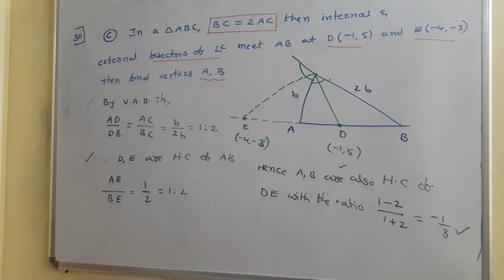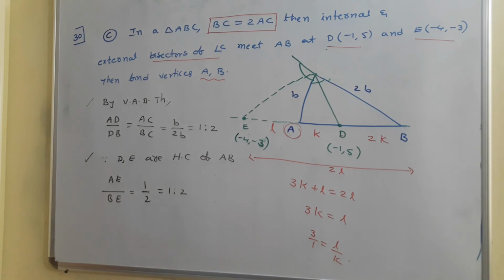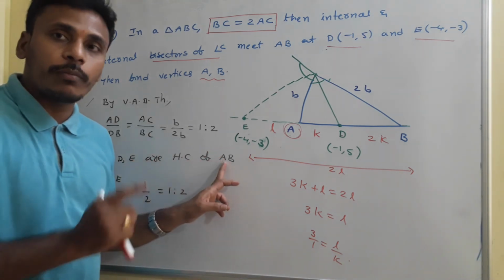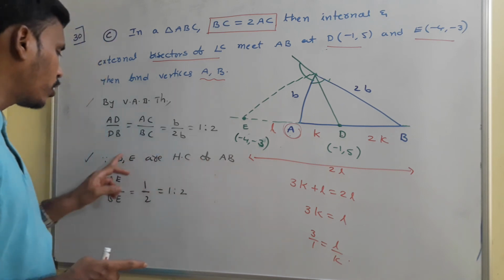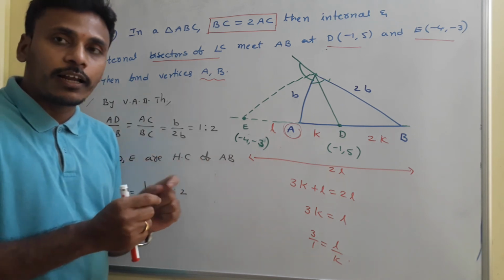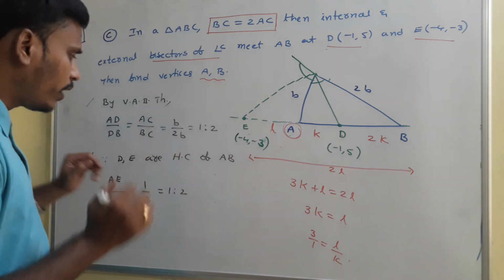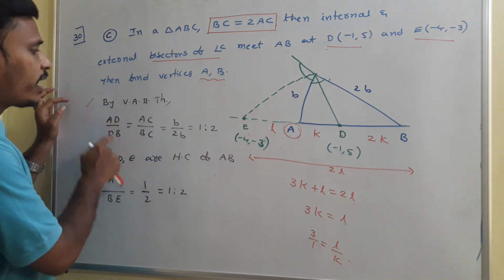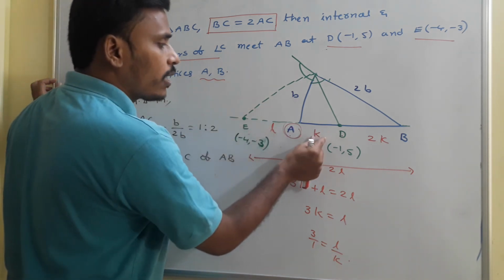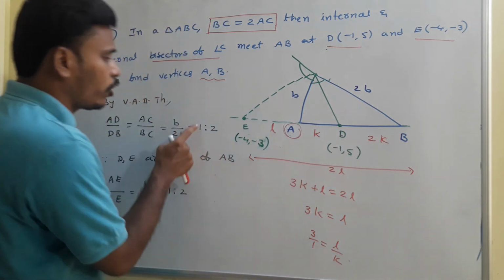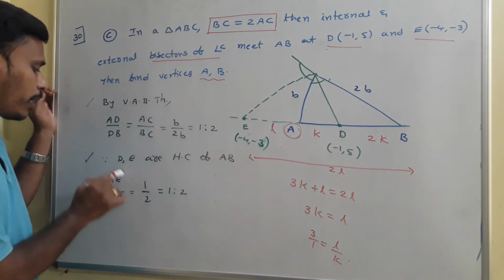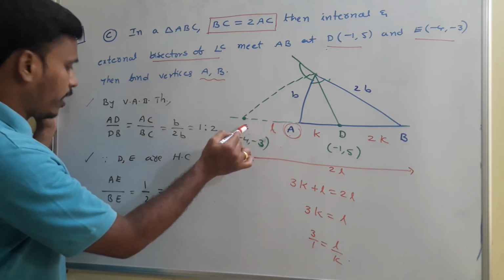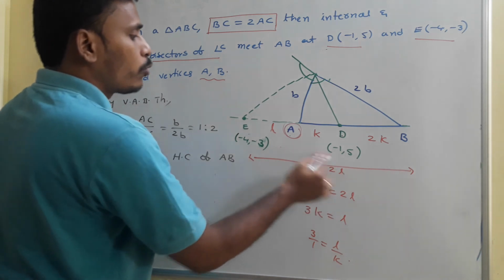Okay, have a look. So instead of using harmonic conjugate, in the sense that if D, E are harmonic conjugates of A, B, then A, B also become harmonic conjugates of DE. If you feel any confusion or difficulty related to that, leave it. So as we have AD by DB as 1:2, D is dividing AB in the ratio 1:2. So this part is some K units, this part is 2K units. Again AE by BE is also 1:2. So AE, this part is some L units, and BE, this part is 2L units.